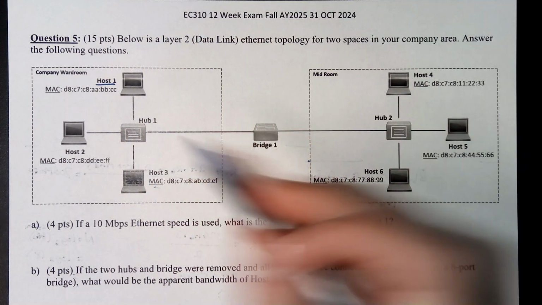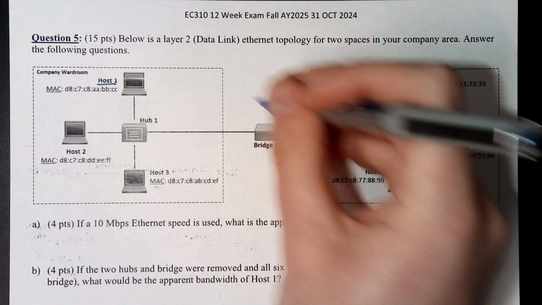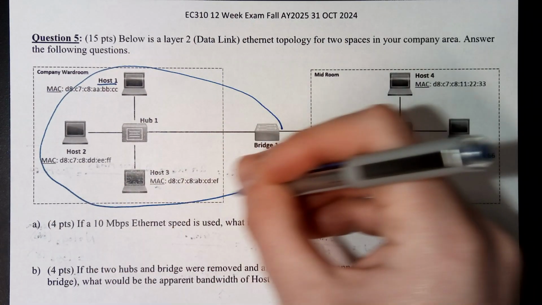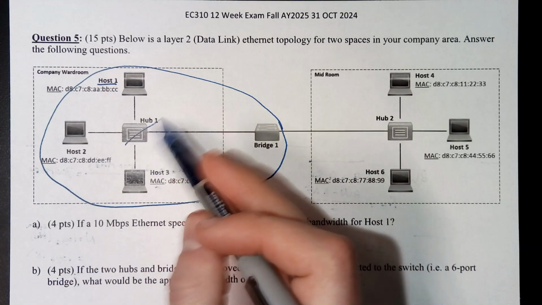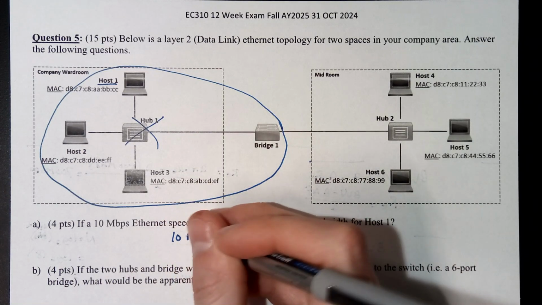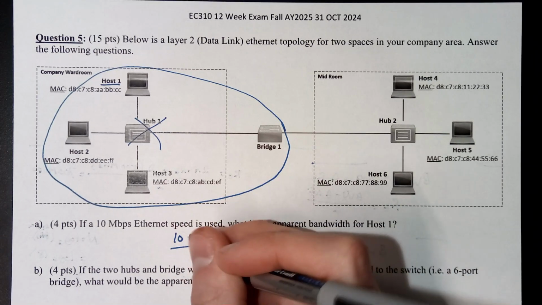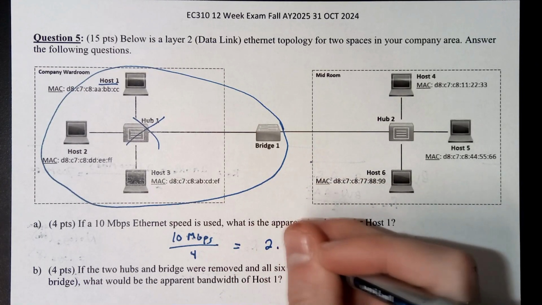Host 1 is connected to a hub with host 2 and host 3, and they're connected to a bridge. So the collision domain for host 1 is going to be this big circle, right? We include the bridge, ignore the hub, and count all of the hosts that are there. So we've got 10 megabits per second divided by 4, which is the 3 hosts here plus the bridge, giving 2.5 megabits per second.